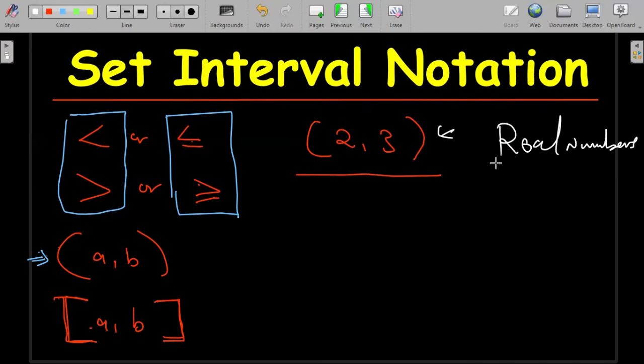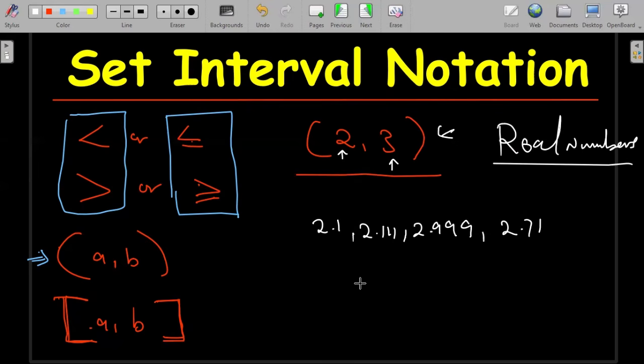A set of real numbers simply means we can take any value between 2 and 3 and it still belongs to this set. But the actual 2 and the actual 3 are not part of this set. So we can get 2.1, it will be there. 2.11, it will be there. 2.999, it will be in that set. 2.71, it will be there. 2.12. So you can see that between 2 and 3, there is an infinite number of real numbers. There are a lot of numbers, we can't count them.